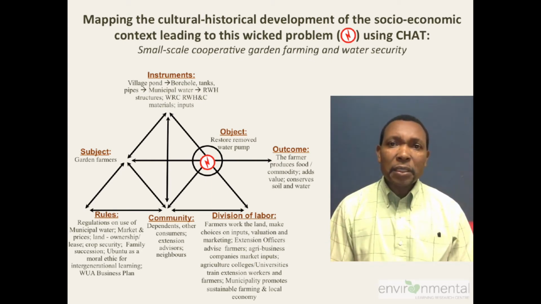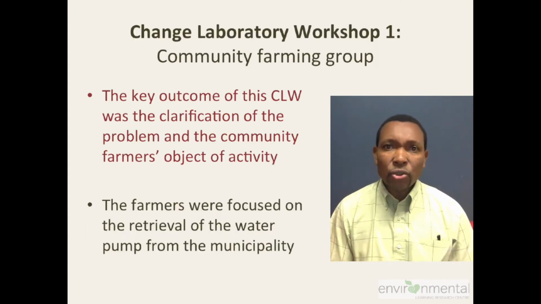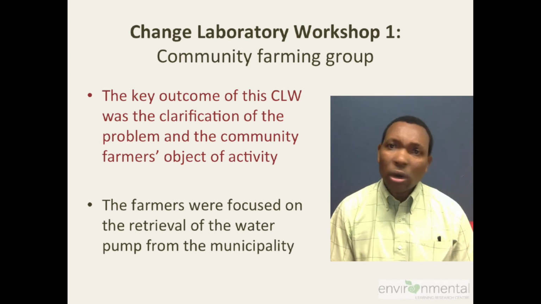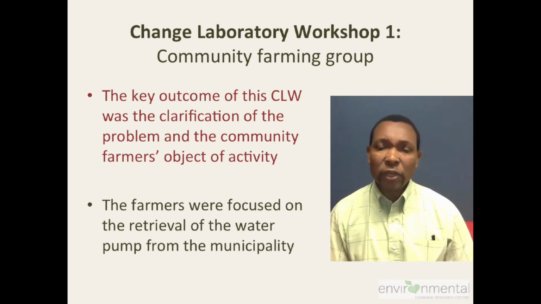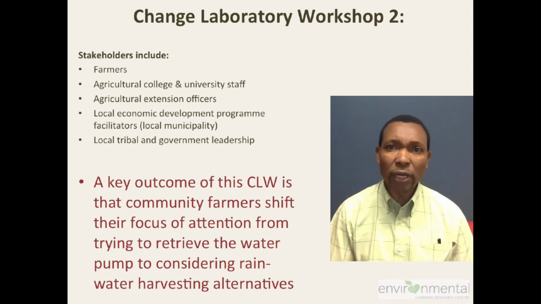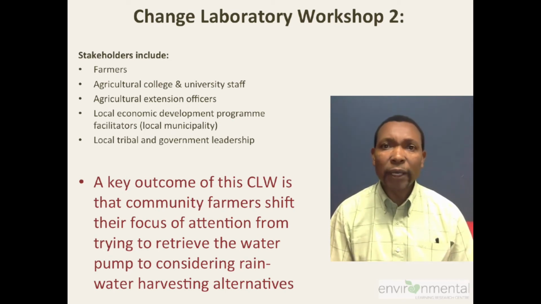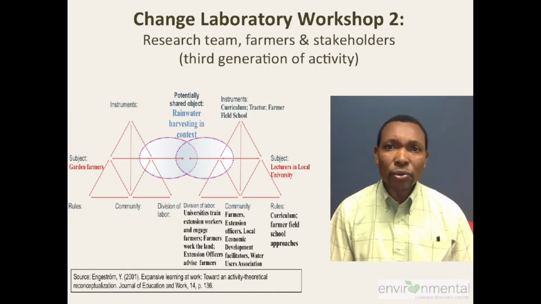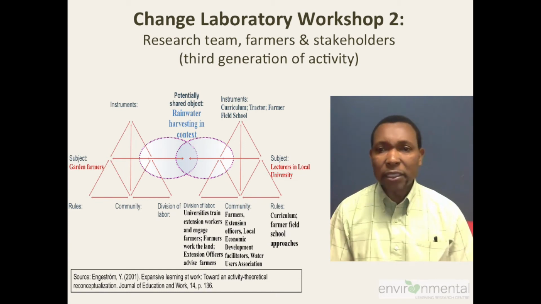Now, we worked with the farmers in the first change laboratory workshop to look at the historical development of their problem and also to organize the definition of the object of activity. So from Change Laboratory 1, we then moved to Change Laboratory Workshop 2, where we worked with the farmers together with various stakeholders who included agricultural extension workers, agricultural educators, and local economic development facilitators. Out of Workshop 2, the farmers were able to work with others to come with a shared object of activity, which was rainwater harvesting, to be applied in different contexts.